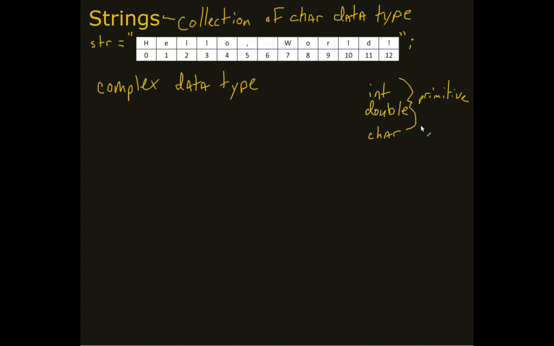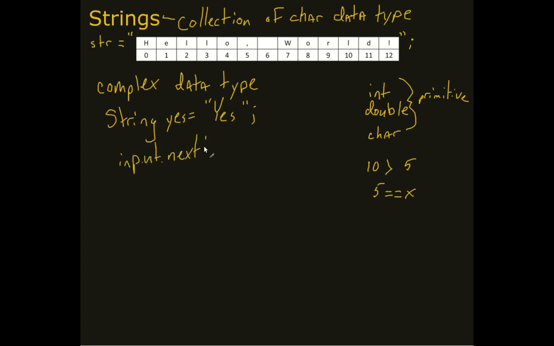Well, it means that we don't get the luxury of doing basic comparisons. One of the things that we could do with an integer is say 10 greater than 5 or 5 equals x. We don't actually get that luxury here. Say, for example, I had a string yes that just equals the word yes. And then I get my user's input, input dot nextLine, because I'm asking my user, do they want to play again or not?